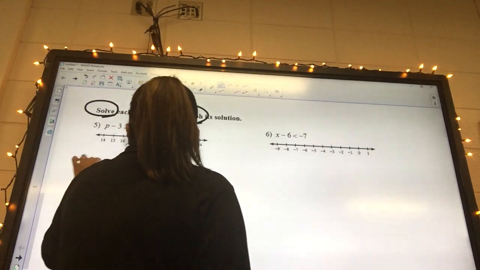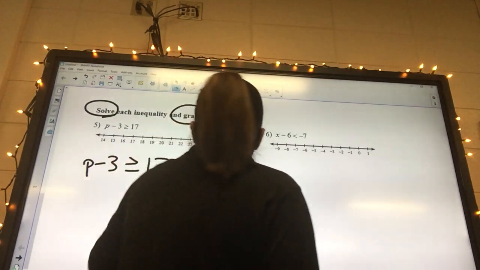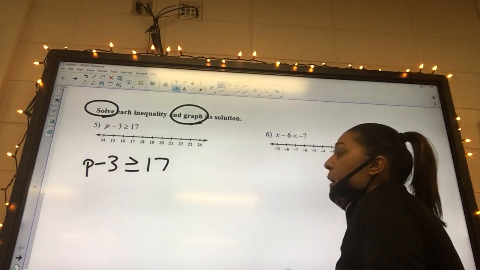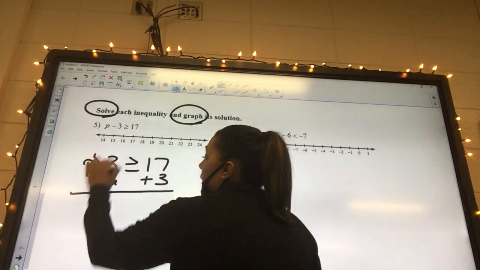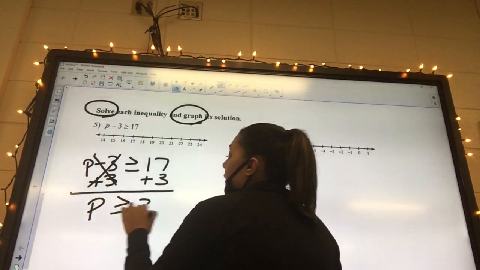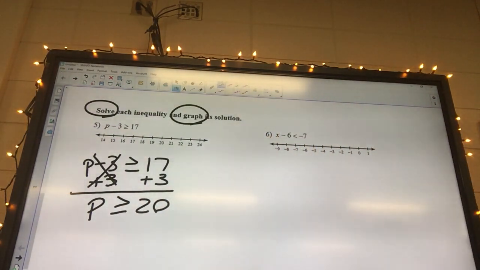Okay, so we got P minus 3 is greater than or equal to 17. We got to get P by itself, so we're going to say plus 3, plus 3. So P is greater than or equal to 20. What if 20 is not on your graph?